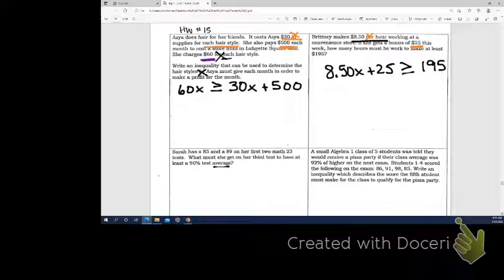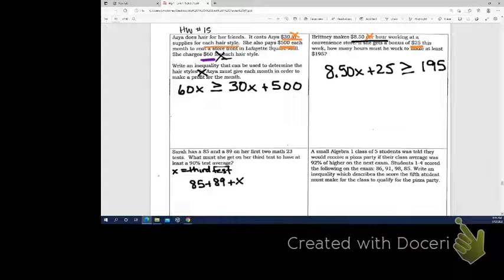So she got, we see average. So I know I'm going to have to add things together and then divide. And we're looking for her third test. So our X is the third test. That's what we're looking for. So she got an 85 and an 89, and then we don't know yet.